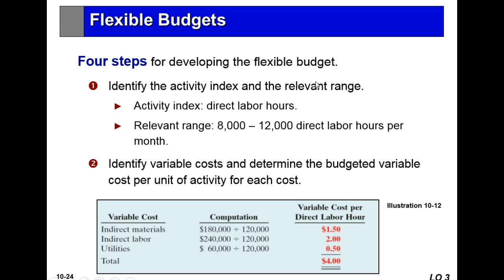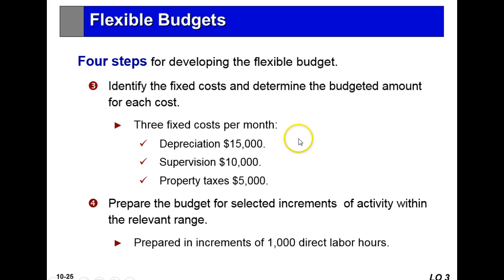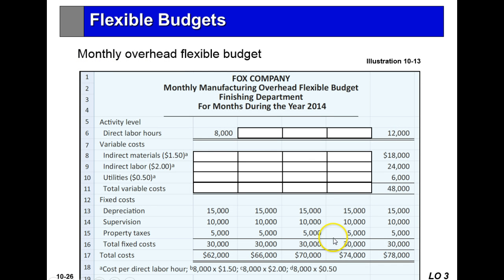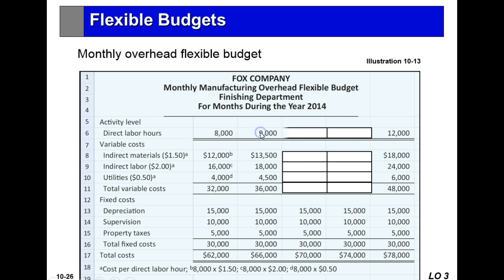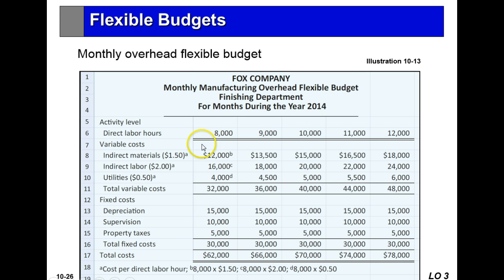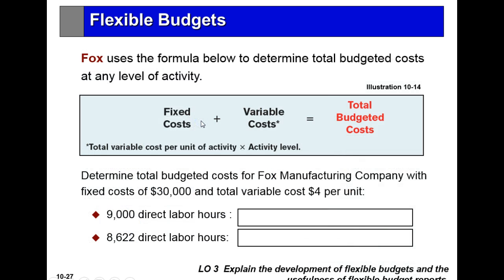There are four steps in developing our budget. We need to know what our activity range is going to be. And then from there, we're going to pick apart the variable cost and determine the cost per unit for the activity. As you can see here, we've got our indirect materials, indirect labor, and our utilities, and we break it down by variable cost per direct labor hour. Now we've got some fixed costs that are going to remain constant. So we're creating a budget, and we're going to have an incremental budget based on 1,000 direct labor hours. We're going to start at 8,000 labor hours, then go up to 9,000, 10,000, and 11,000. We're creating that budget based on varying levels of activity. It's more useful going this route, guys.